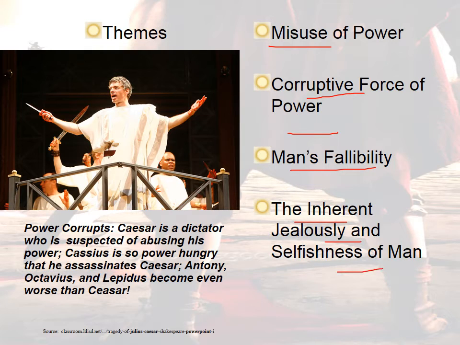Another really common theme that's often discussed with this play is that power corrupts, that if you have power or the desire for power, it will make you corrupt. Caesar is a dictator who is suspected of abusing his power. Cassius is so power hungry that he assassinates Caesar and brings other people along with him to do so. And then Antony, Octavius, and Lepidus become even worse than Caesar was. And all this is due to power.